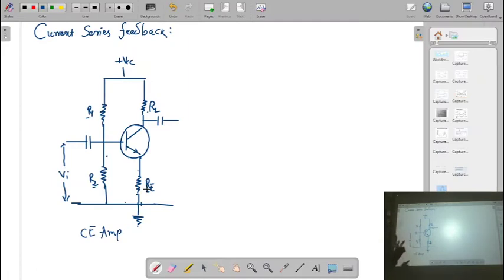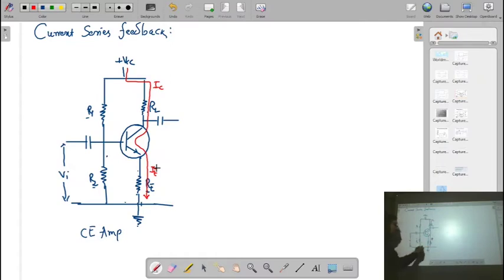Current series feedback means a fraction of the output current is fed back. So where is the output current here? If you look at this circuit, the current comes out of the power supply, passes through the load resistance, then through the transistor, and then through the resistance RE. This current is called the collector current, and when it comes out of the emitter, we call it the emitter current. Basically, the emitter current consists of the base current and the collector current. So this is my output current.